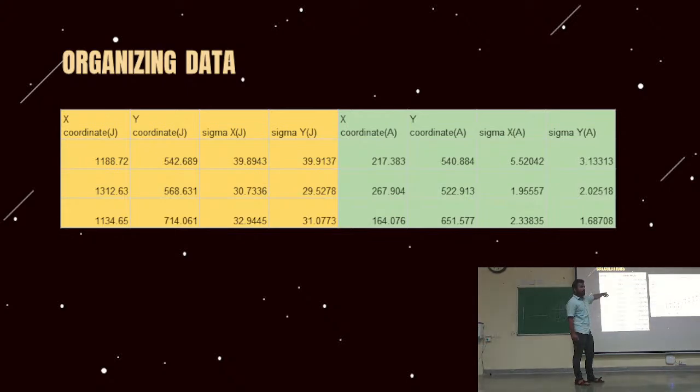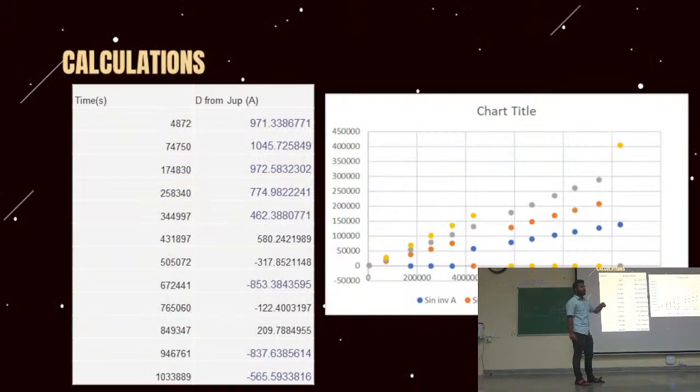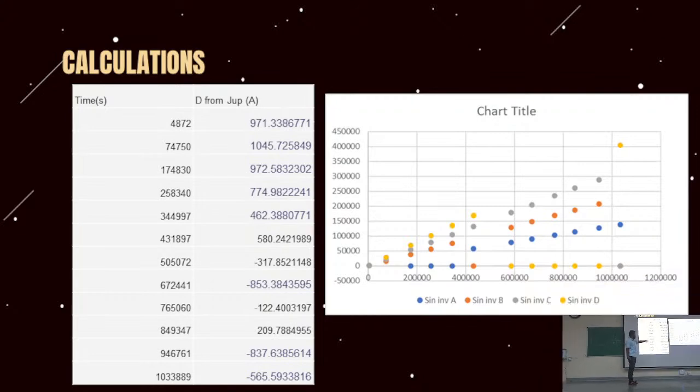Here we found the distance of A with respect to Jupiter with time. This is time in seconds. You can see that the distance is moving, and there are negative values, saying that at some point in time the moon is on the other side. We did this for every object we had: for A we did this research, for B we did, for C we did, and similarly for D.